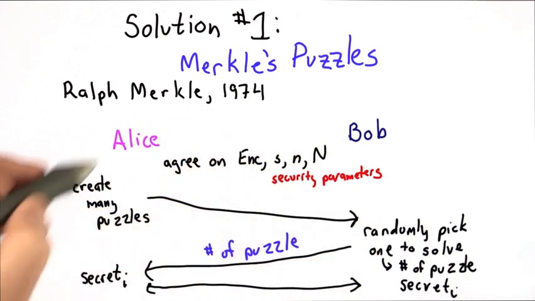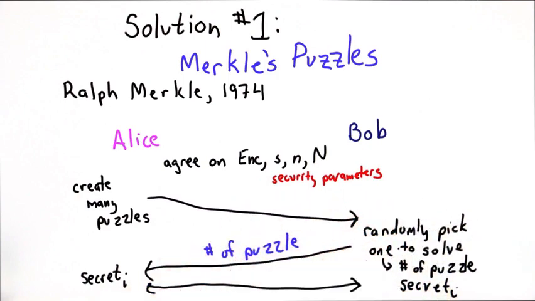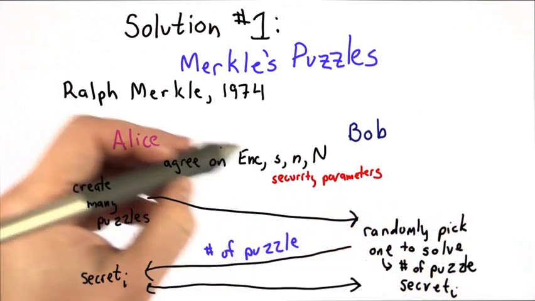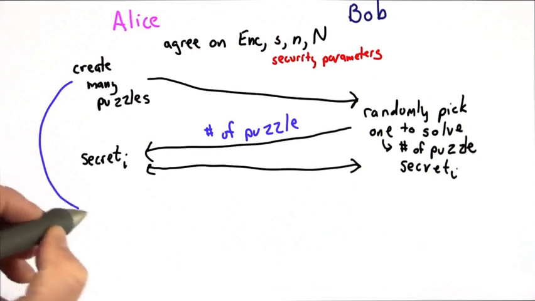And the reason that this gives you a way to establish a key is because Bob's randomly picking one puzzle to solve, whereas an attacker would have to solve many puzzles before they could get the one that Bob actually solved. So here's how the steps work in a little more detail.